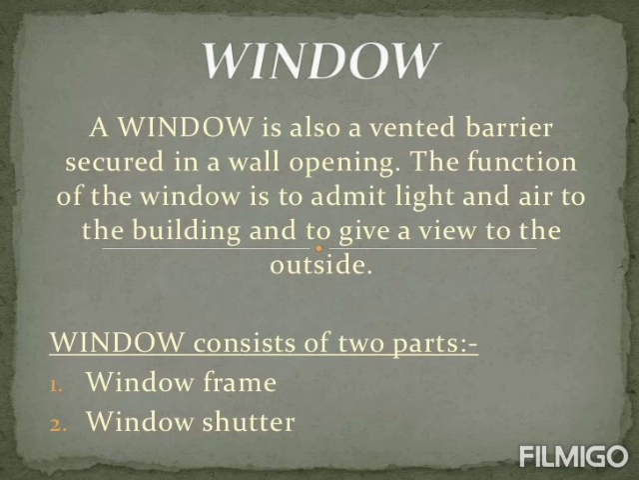Window. So let us see what is a window. A window is also a vented barrier secured in a wall opening. The function of the window is to admit light and air to the building and to give a view to the outside. So a window consists of two parts: a window frame and a window shutter.